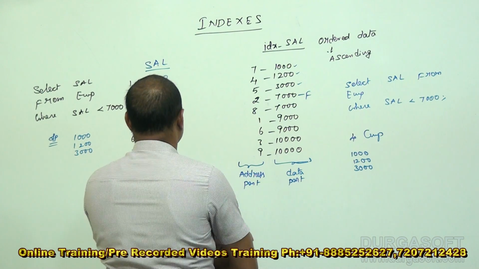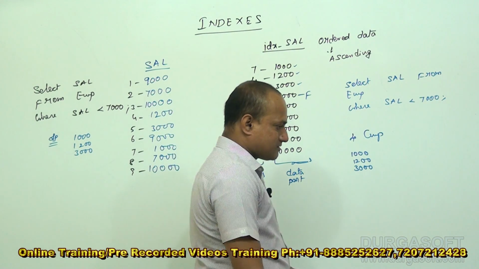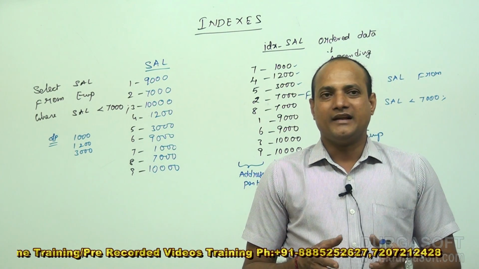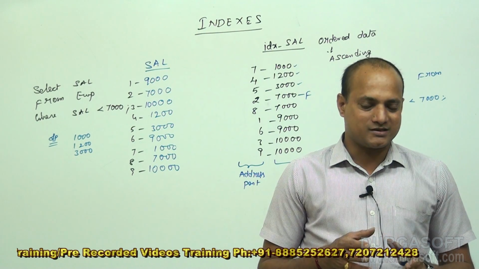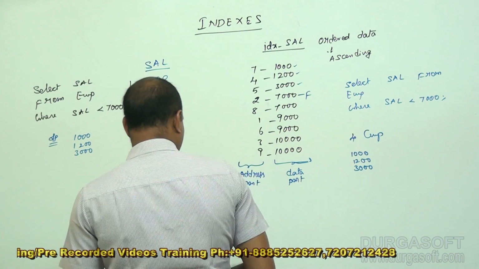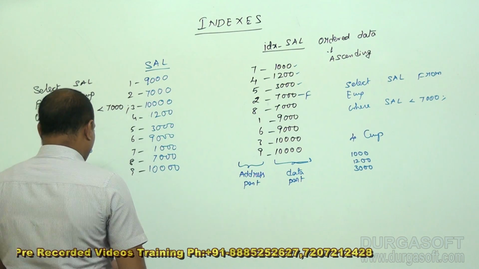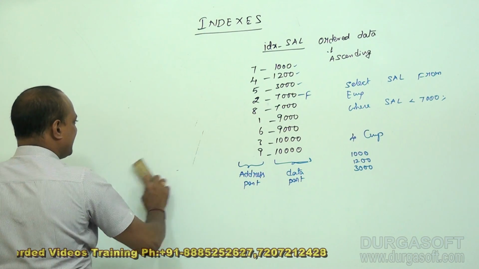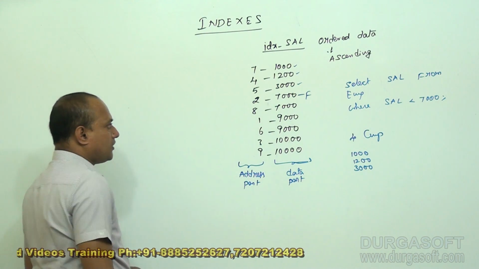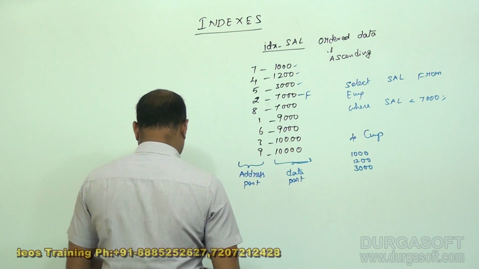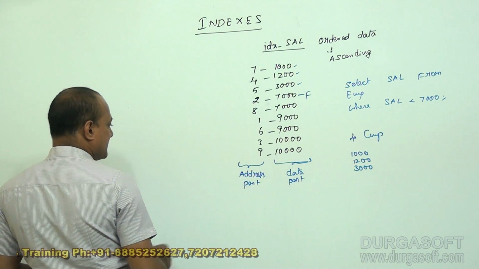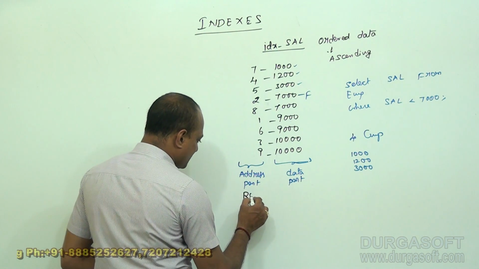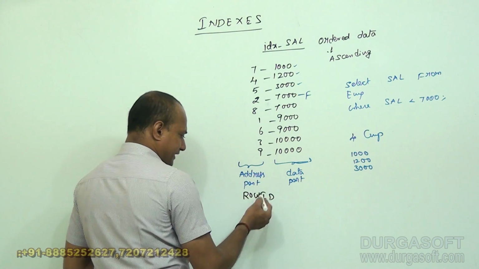Now let me explain about index. An index is also a two-dimensional object, just like a table. What will it do internally? The index maintains column data in ascending order. Along with the data, it is also maintaining an address part. This address part is called the row ID, or record ID.